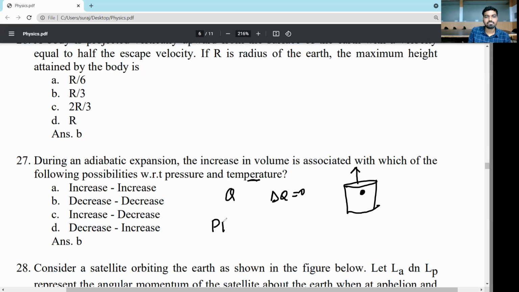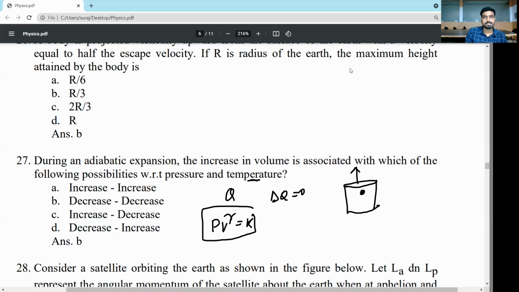Or else you can solve with PV power gamma equal to constant, where gamma is the adiabatic constant. With this itself, since gamma is a constant, we can say that pressure and volume are inversely proportional. Yes, option B is correct.